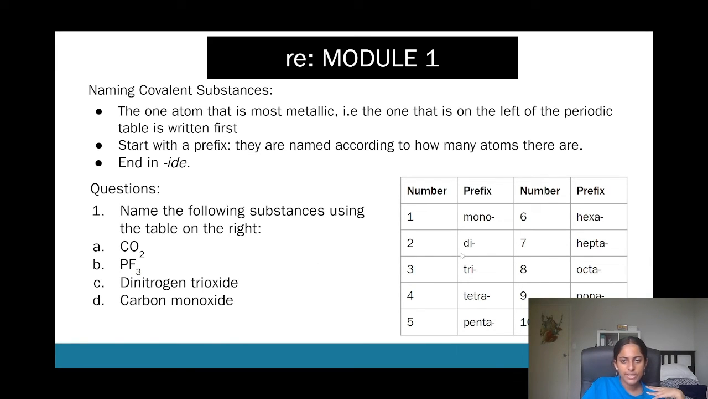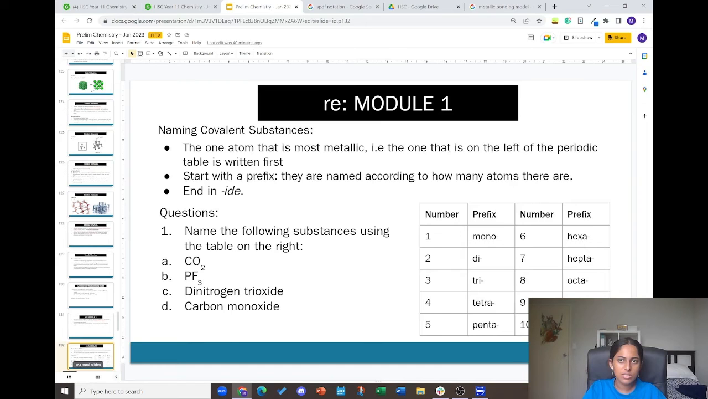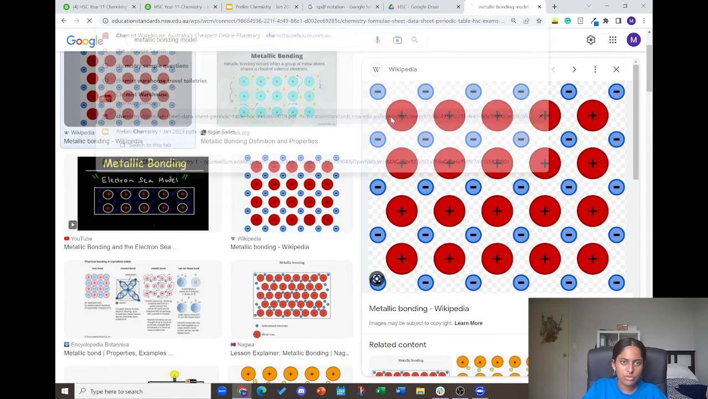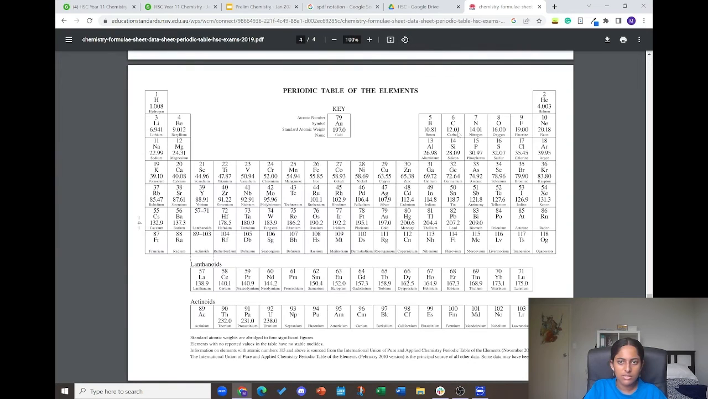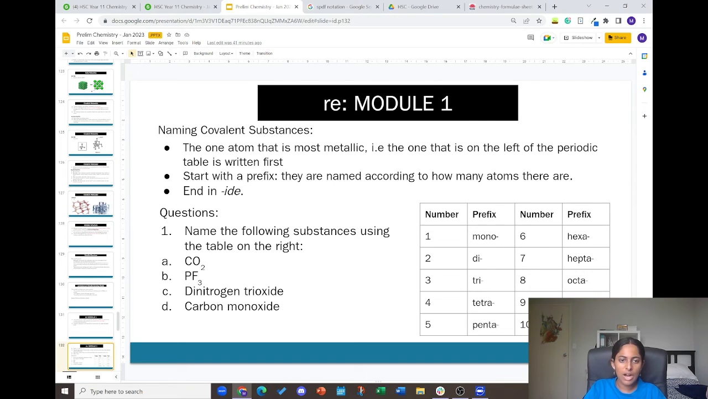However, you only use this prefix if it's more than one. If it's just one, you don't use mono at the front typically, but that's only for the first element. So for example, if I want to name CO2, we all know it's carbon dioxide, but how it happens is that we look at which element is towards the left-hand side. If I go back to the periodic table, carbon is here, oxygen is here, therefore carbon's more on the left-hand side, so we name carbon first. So it'll be carbon, not monocarbon, just carbon. And then since we have two oxygen atoms, it's di and then ox for oxygen and then ide, so dioxide.